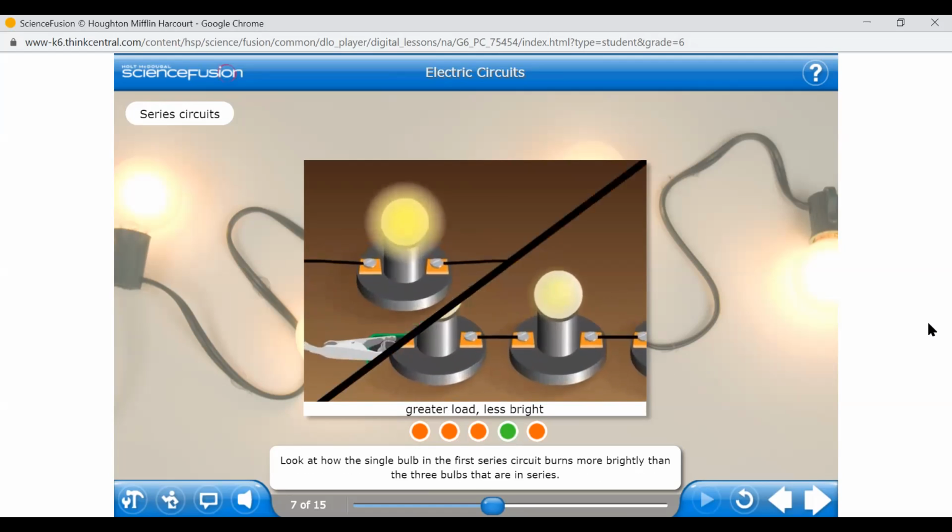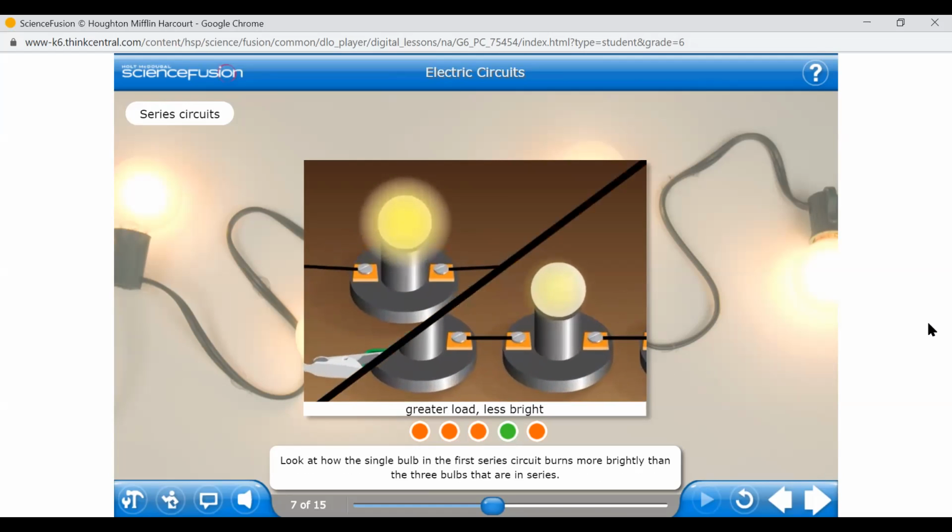Look at how the single bulb in the first series circuit burns more brightly than the 3 bulbs that are in series. This is because each bulb adds resistance to the circuit. The more bulbs in a series circuit, the greater the resistance of the circuit. Adding resistance reduces the overall current, causing the bulbs to burn less brightly.